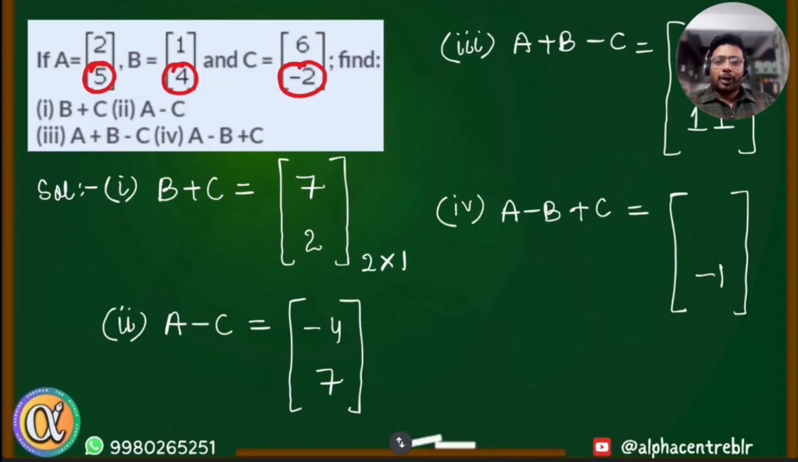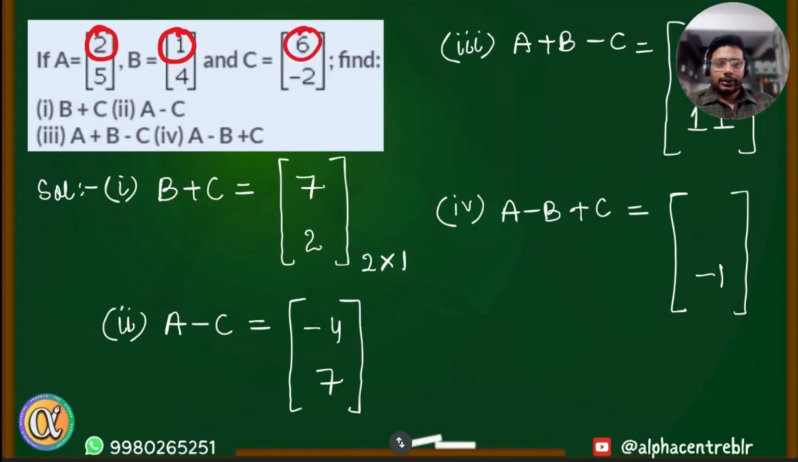Okay, let's see the top term now. So it's 2 minus 1, that's 1. 1 plus 6 is 7. Okay, that's the fourth matrix, A minus B plus C. Simple? Yes, sir. Okay, let's see the next question.